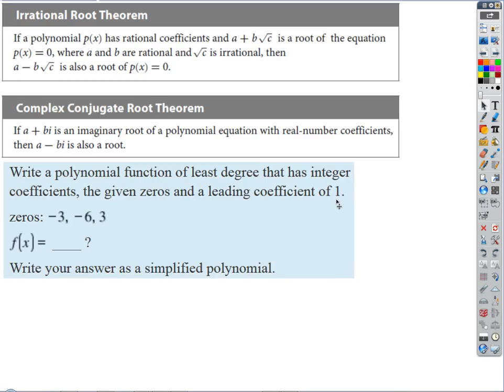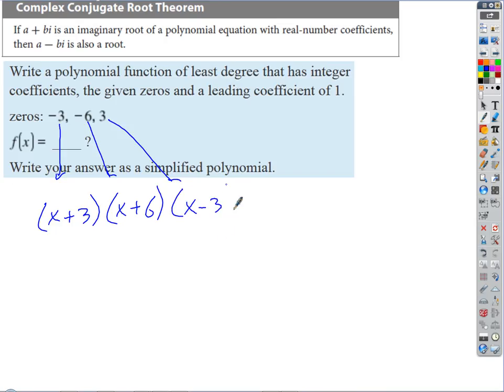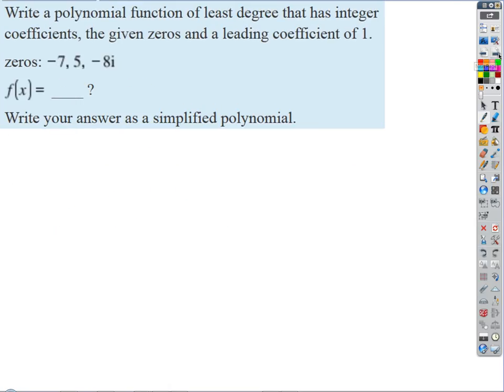X plus 3, x minus 3, x plus 6. Exactly. This zero is going to correspond to the factor x minus negative 3, or x plus 3. That one corresponds to the factor x minus negative 6, x plus 6. And that one corresponds to x minus 3, and I just find the product of those, right? No big deal. Okay. What about something like that?